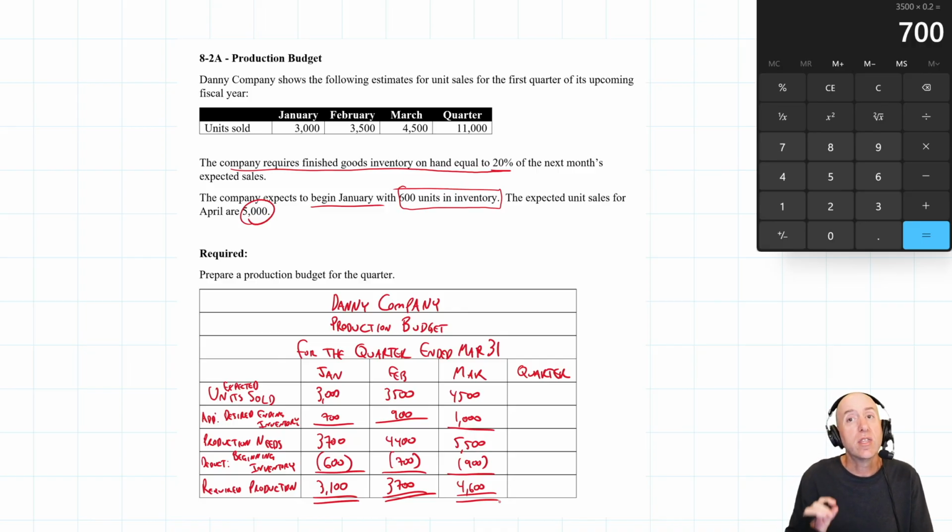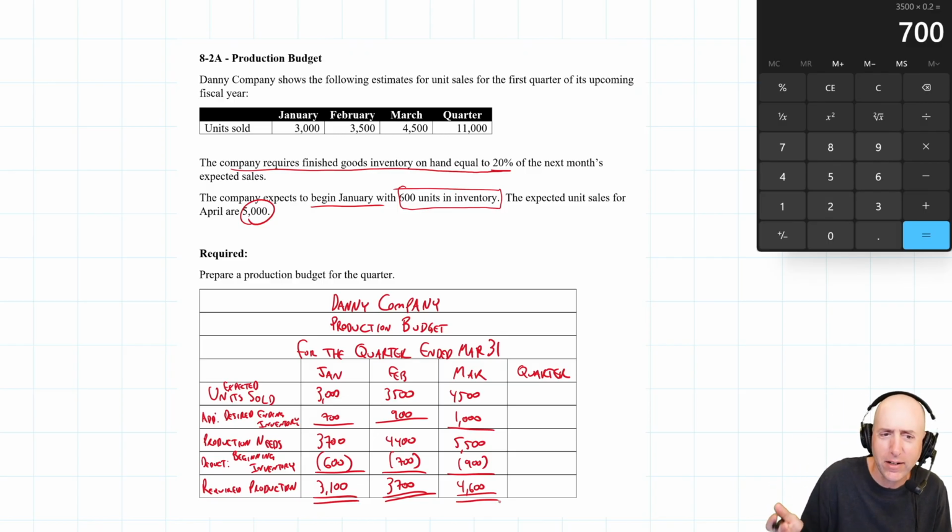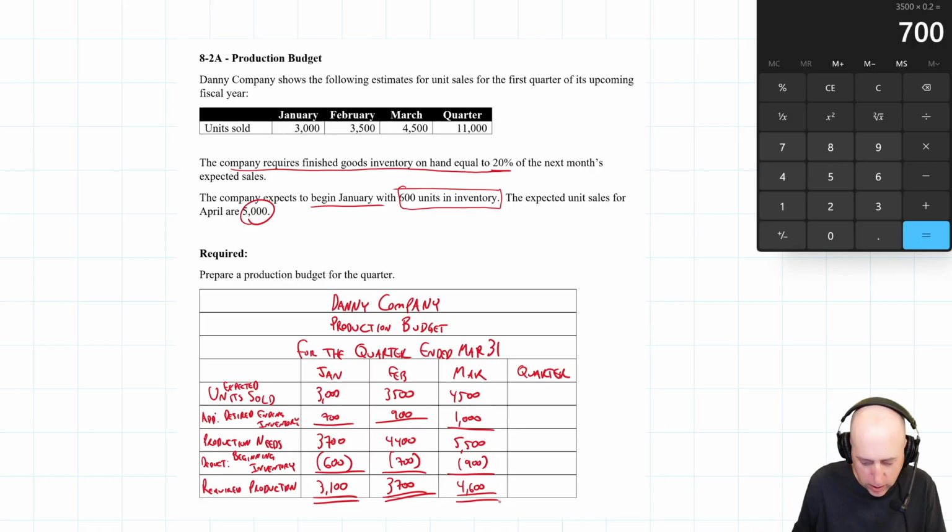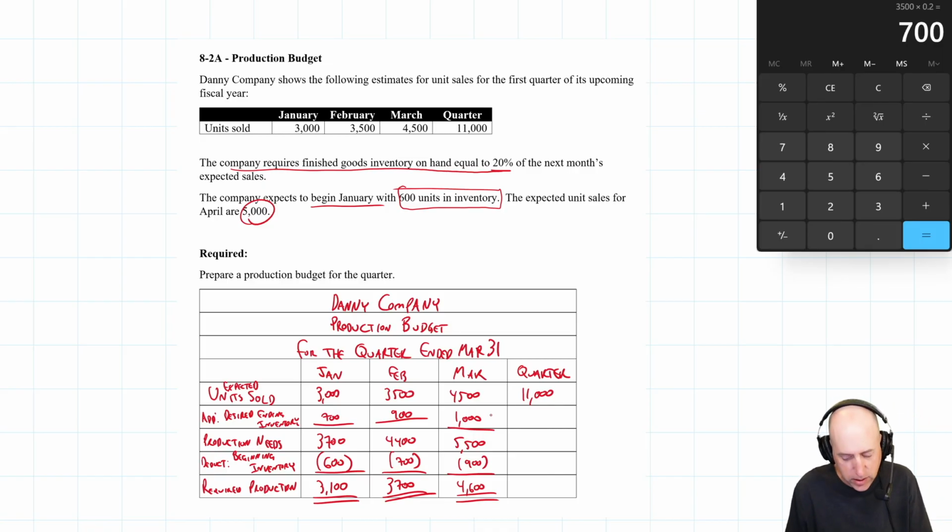And truthfully, this is where more students make mistakes than the other part. So once you practice this, you'll see the other part is actually not too bad. The for the quarter column has my most frequent mistakes, and I'll point them out now. 3,100 plus 3,700 plus 4,600 is 11,400 total. Our desired ending inventory for the quarter, this is where people make mistakes. They total it up. They go, oh, it's 2,600, right? 700 plus 900 plus 1,000 is 2,600.